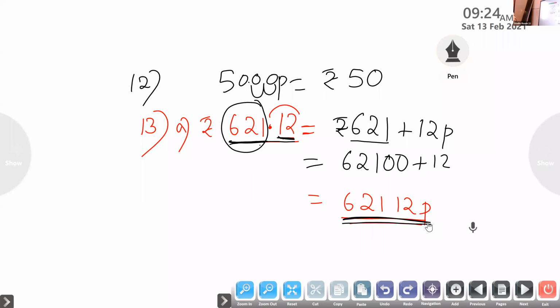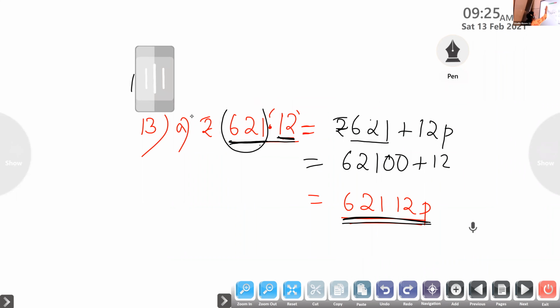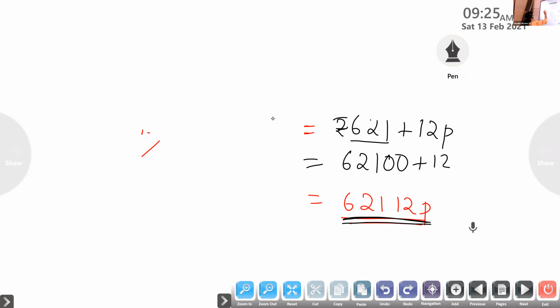So this step you have to write for one question. All of you write it faster. Which is the question? 621 rupees 12 paise, question number 13 A.